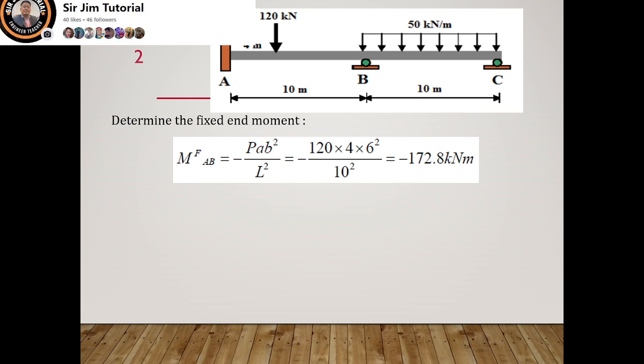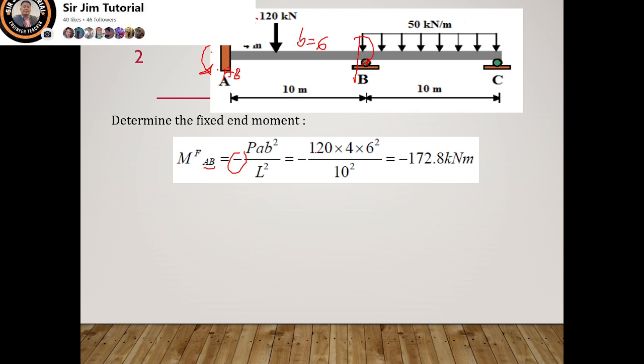So the formula of this one, let's say this one is our P, and this is our A is equal to 4, and then of course B is equal to 6. 6 plus 4 is 10. Okay, so the fixed end moment at the left side, this AB, we have this formula. Again, this is negative anti-clockwise at the left. Here, it should be positive.